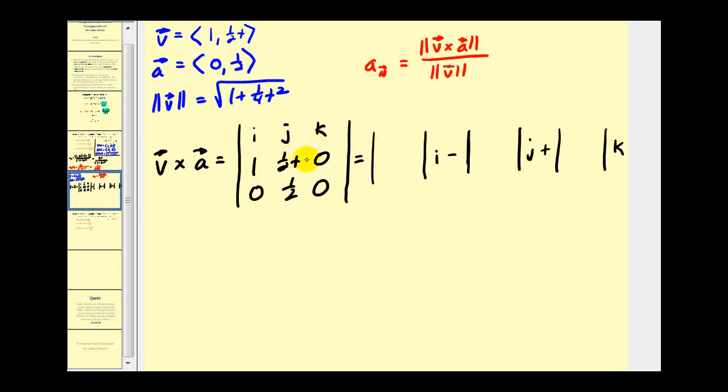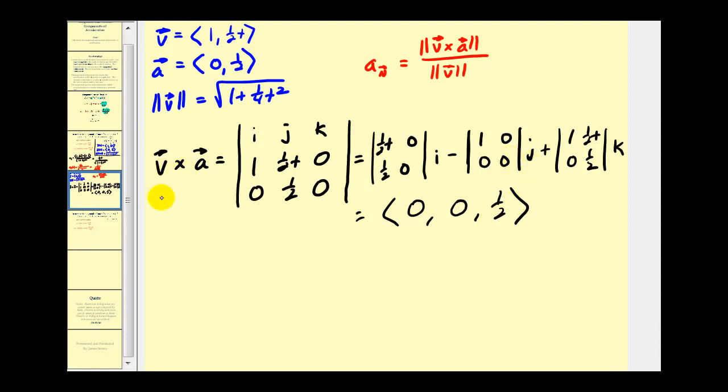So eliminate row 1, column 1 for this first 2 by 2 determinant. So that gives us 1/2 t, 0, 1/2, 0. Here we'll have 1, 0, 0, 0. And here we'll have 1, 1/2 t, 0, 1/2. This is going to work out pretty well. Here we'll have 0 minus 0. Here we'll have 0 minus 0. And then for the z component, we're going to have 1/2 minus 0.